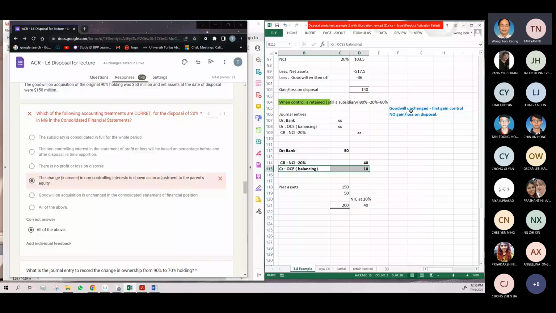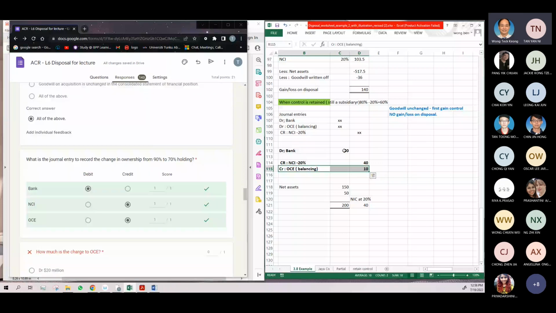So all of the above. Okay, good. Your double entry, excellent. Do exactly like this: debit bank, credit NCI, the balancing credit to OCE.